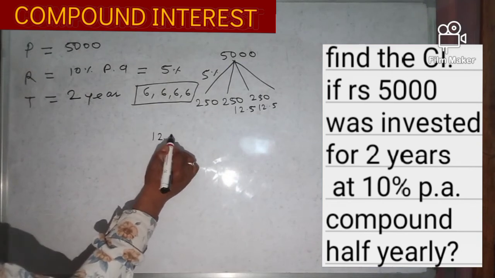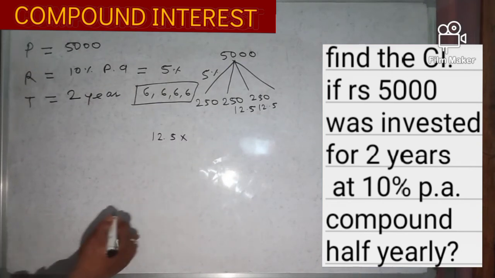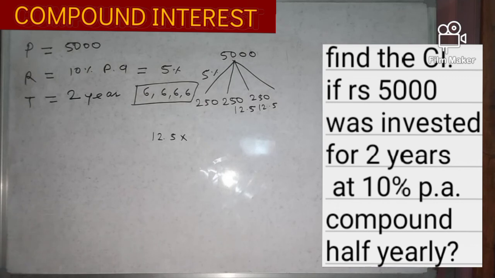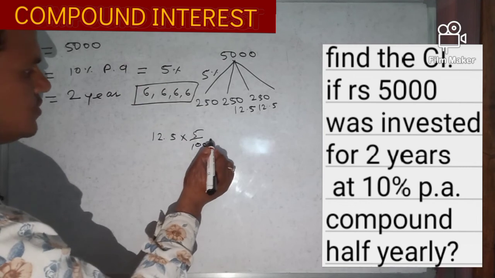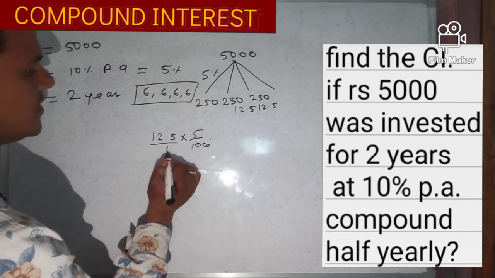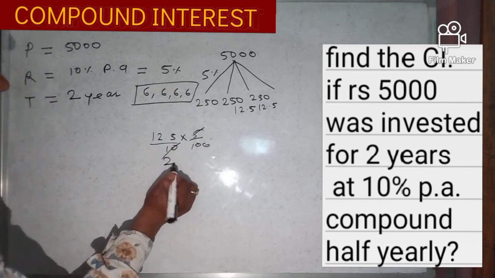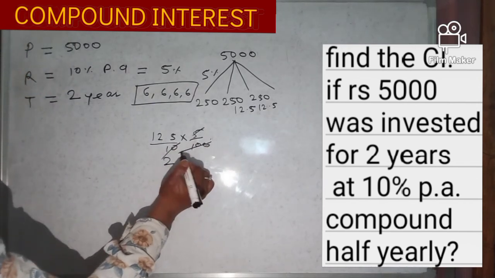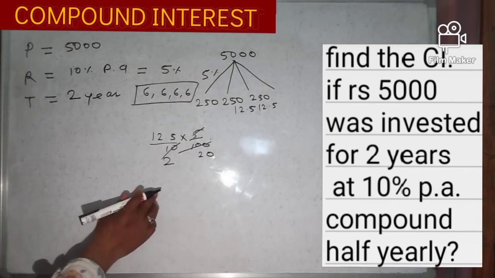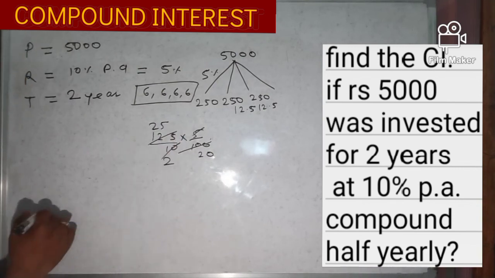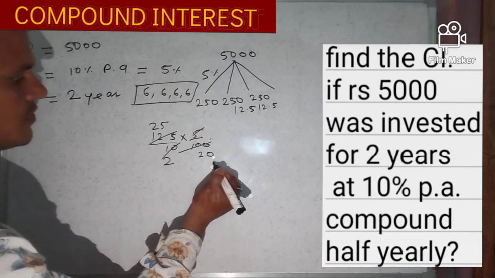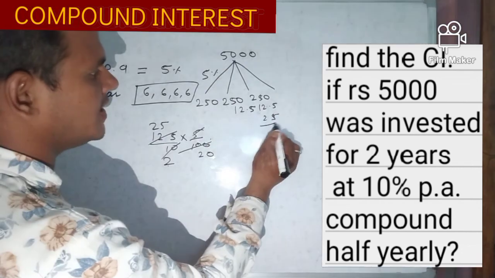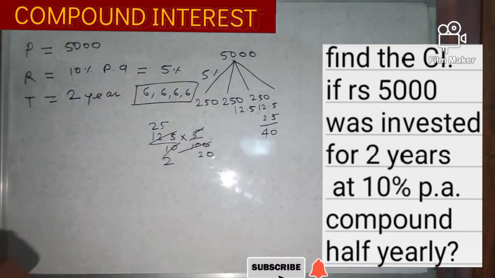So 12.5 into 5 by 100. Keep here. So 5 into 10, and 5 into 25 is 125. So 25 by 40.